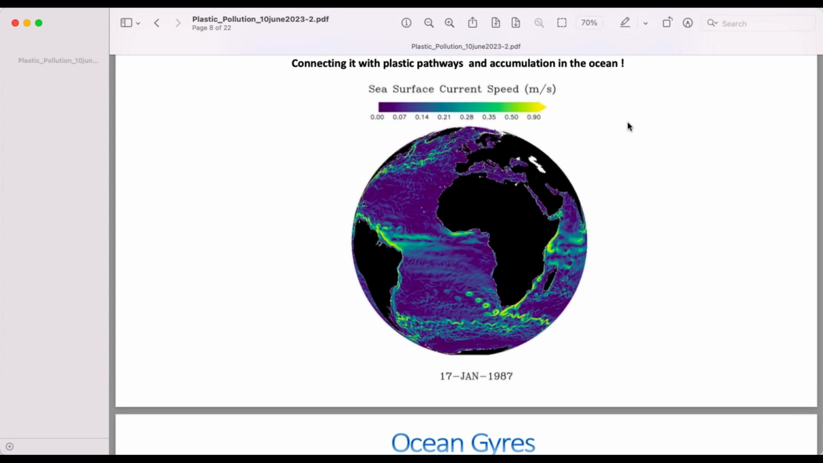So in the last slide, I talked about the pathways, how plastic enters the ocean from the land. But now we will see what happens in the ocean once these plastics are dumped there, and where those accumulation zones in the ocean are.